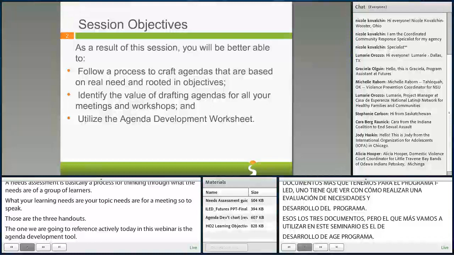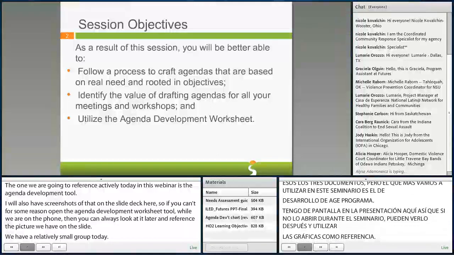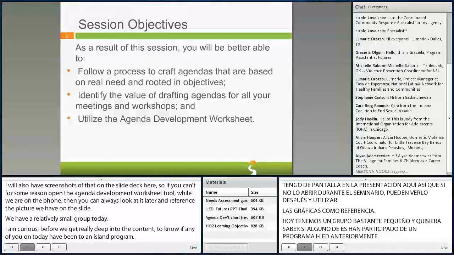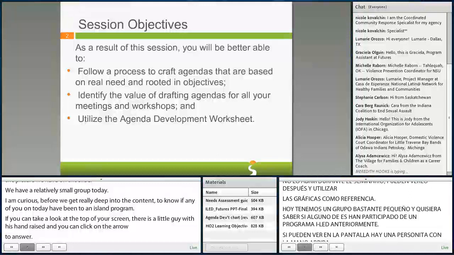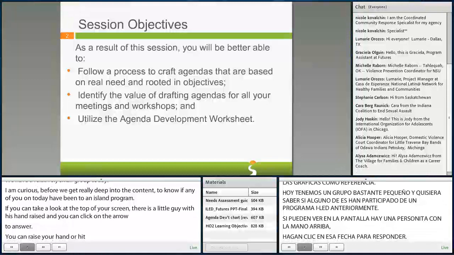We have a relatively small group today. I am curious, before we get really deep into the content, to know if any of you that are on today have been to an ILED program. If you can take a look at the top of your screen, there's a little guy up there with his hand raised, and you can click on the arrow there to answer. You can raise your hand or you can hit agree if you have been to an ILED workshop. That's the Institute for Leadership and Education Development. Just curious if folks have participated.